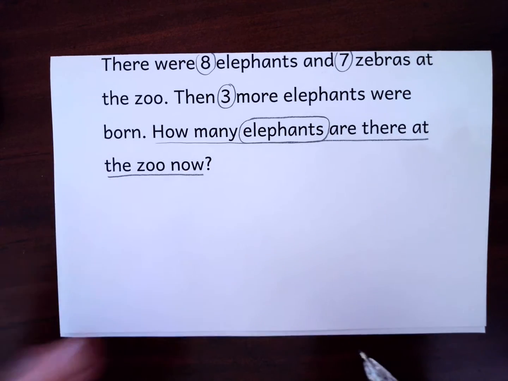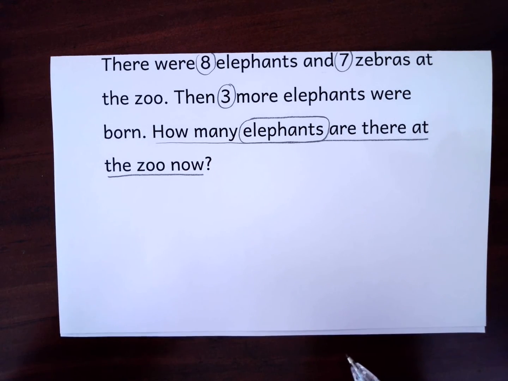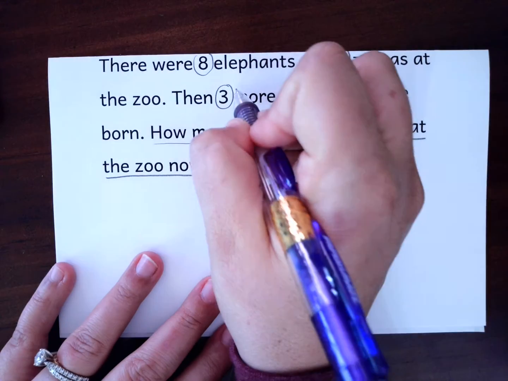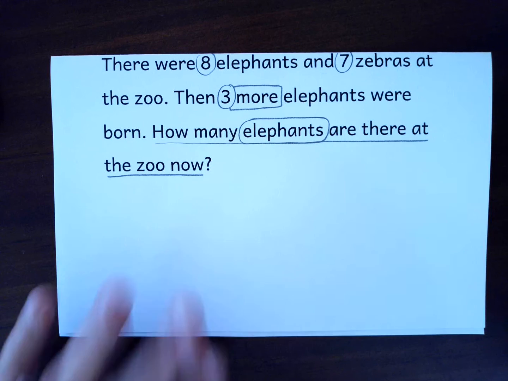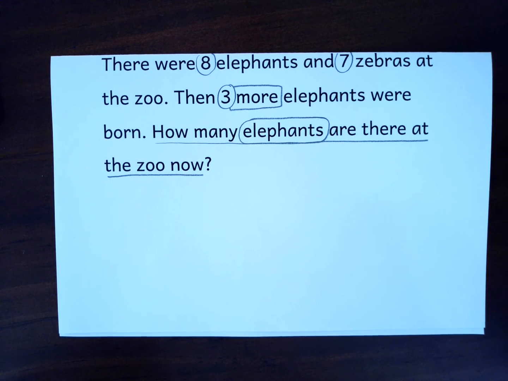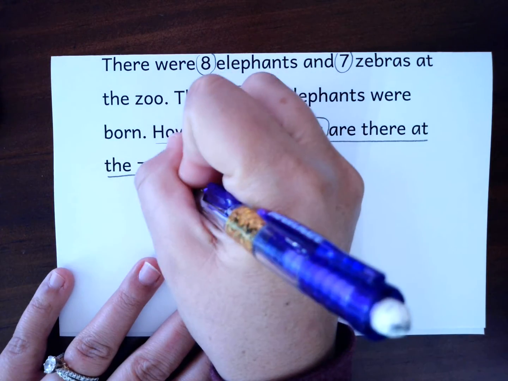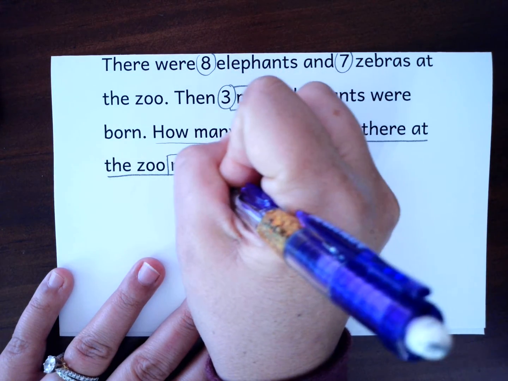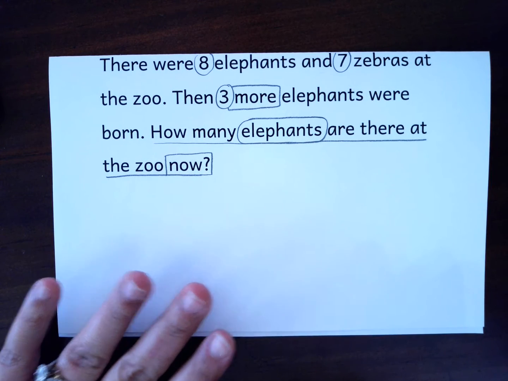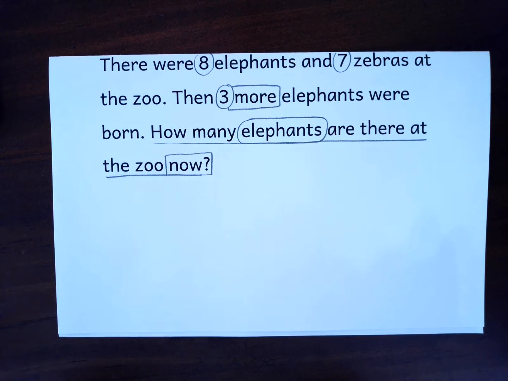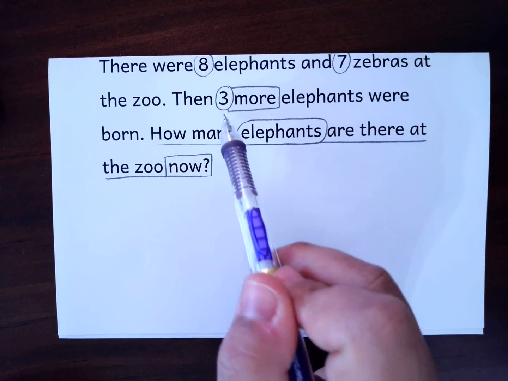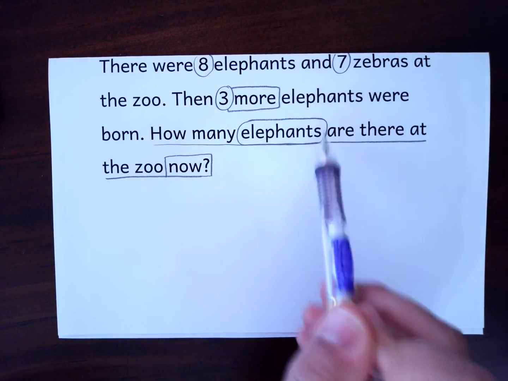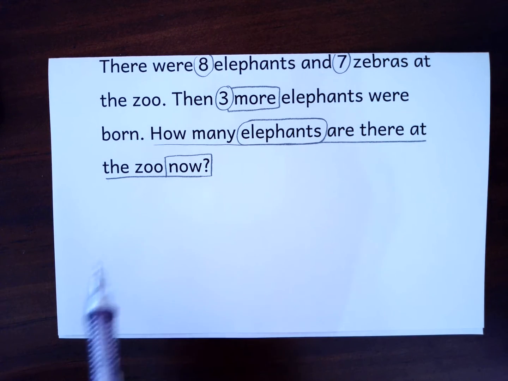So now I'm going to box any clue words that I see. I see the word more. So that's going to be part of an adding equation. And I think maybe the word now, because I'm looking for a total. So my question is, I know I'm going to be adding. Am I going to add 8 plus 7 plus 3 to find out how many elephants are at the zoo?